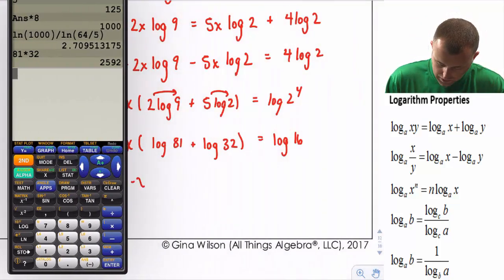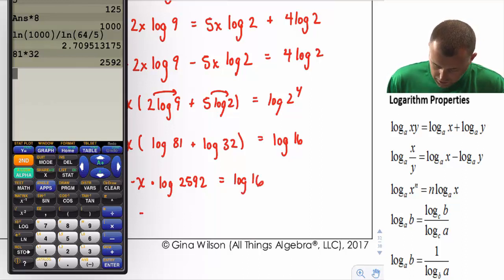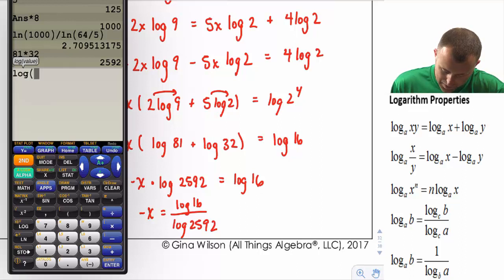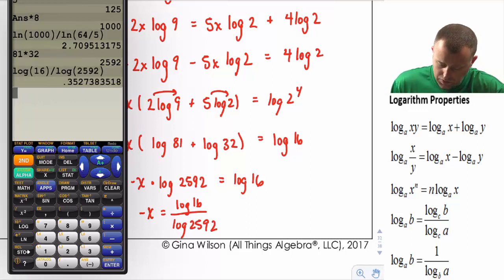So this is negative x times the log of 2,592 equals log 16. And now I'm able to solve here. I'm going to divide these two. This is going to be log 16 divided by log of 2,592. When I divide those, let's see what happens. So log 16 divided by log 2,592. Again, note this is going to be negative x equals that number.